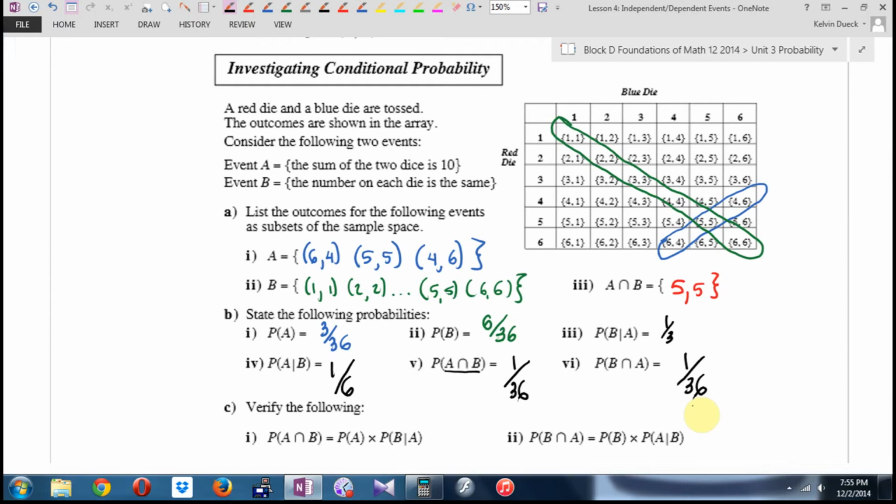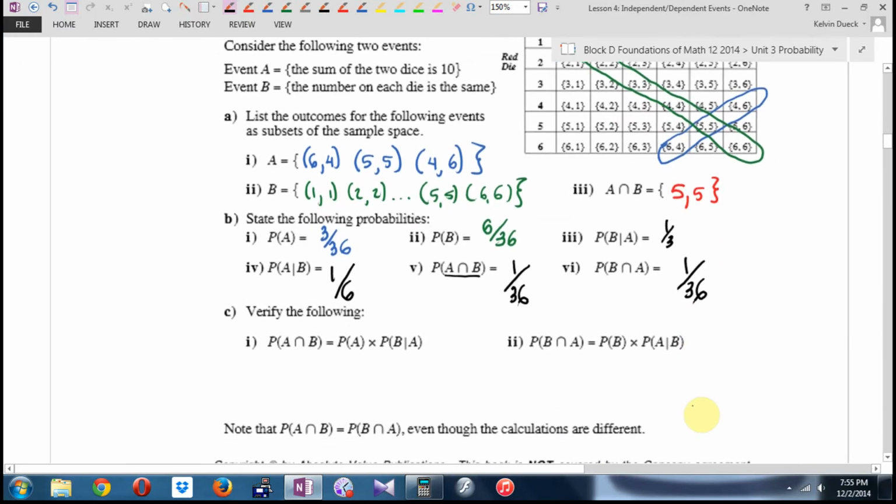Actually, here's what we want you to notice. It says verify the following. And means multiply, which we brought up last unit. Verify that the probability of A and B, which I said was 1 out of 36, is equal to the probability of A times the probability of B given A. Look, the 3's would cancel, and I have top times top, bottom times bottom, 1 out of 36. It does work.